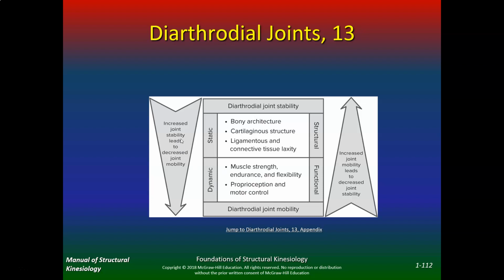So increased joint stability leads to decreased joint mobility. This is that first slide I told you about, mobility and stability. Increased joint mobility leads to decreased joint stability, right? So the more mobile something is, the less stable it is. Okay? And the more stable it is, the less mobile it is. And we talked about this. We want our ankles, we want our hips, we want our thoracic spine to be mobile. We want our knees, we want our low back and our neck to be stable.